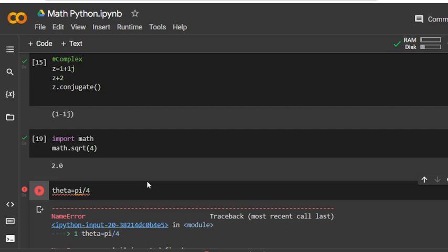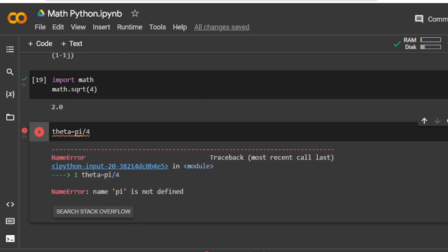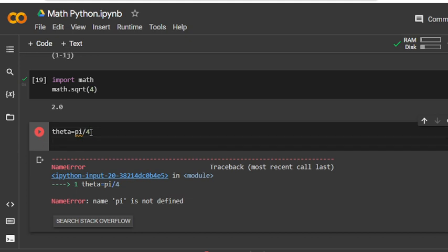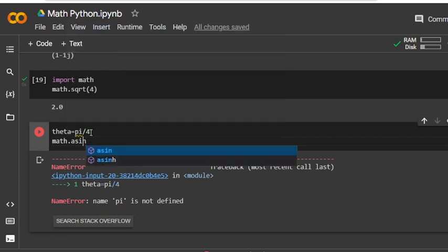Did I get any error? Pi is not defined. The pi constant holds the value of pi, but if you write math dot sin, first let's start with sin and parenthesis, theta.